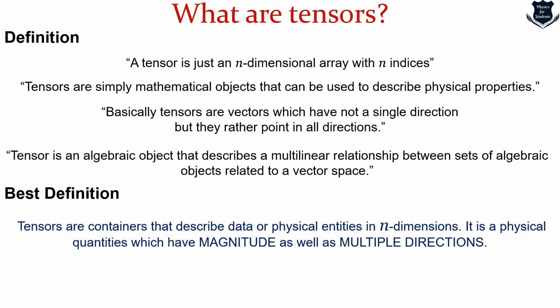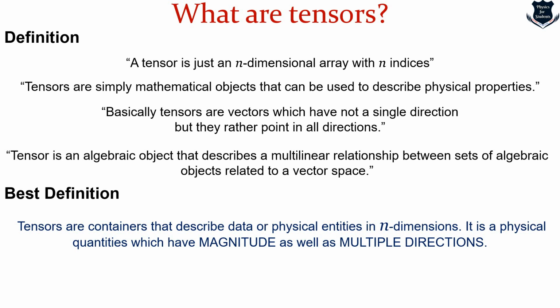It describes the data or physical entities in n dimensions. Most important, we will be seeing that as we increase the dimensions, the orthodox or general properties of mathematics are unable to describe it. So it describes n dimensions, and it is a physical quantity which not only has a magnitude but also has multiple directions. So this is the basic definition.